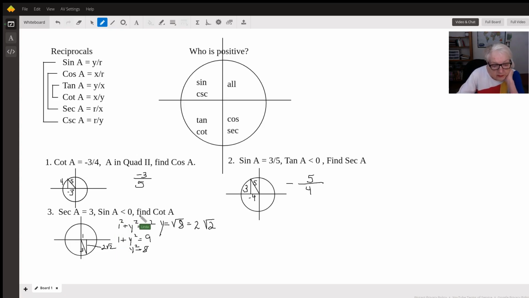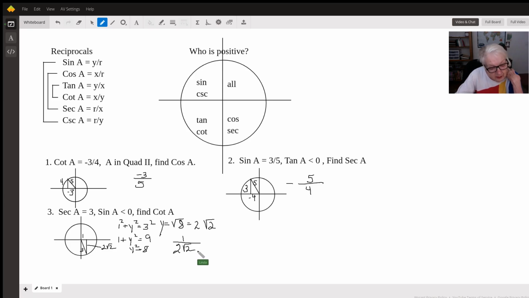The question is asking you to find the cotangent. The cotangent is the x value over the y value. The x value is 1. The y value is 2 square root of 2. And that is an answer.